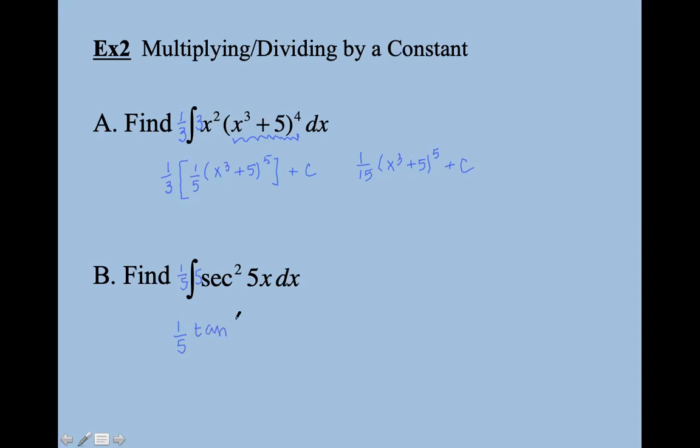So we should have the tangent of 5x plus c. Again, if you're not sure, take the derivative. The derivative of tangent is secant squared 5x. The derivative of 5x is 5. That 5 would cancel with the 1/5, and we'd be back to what we started with.